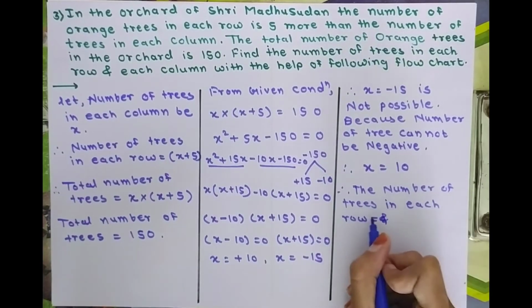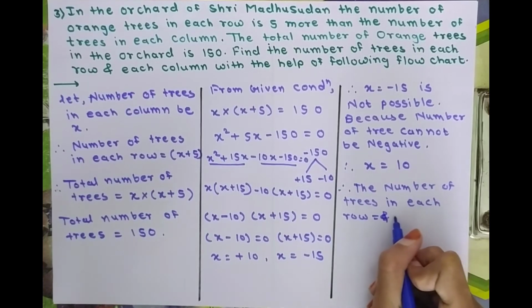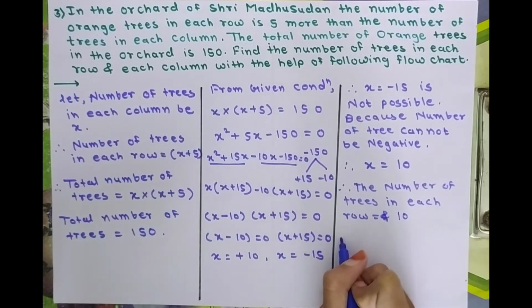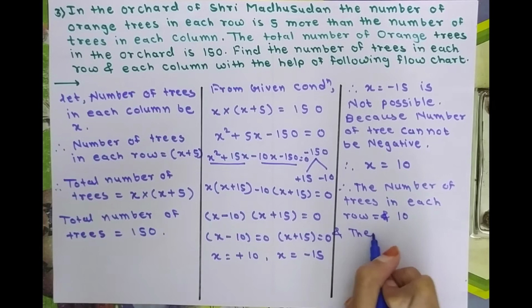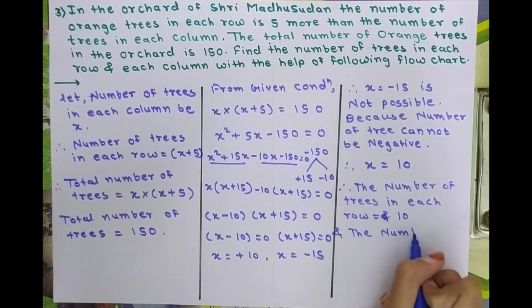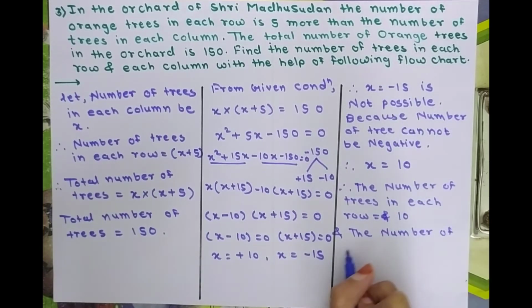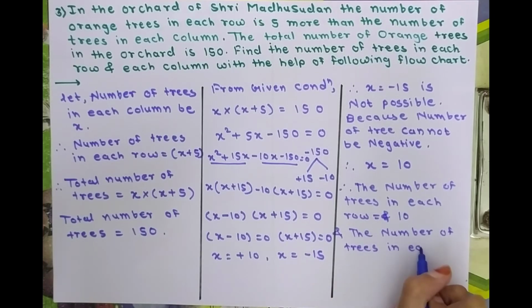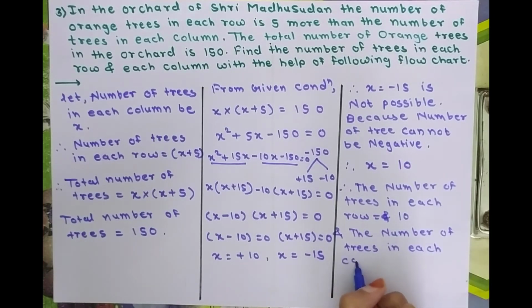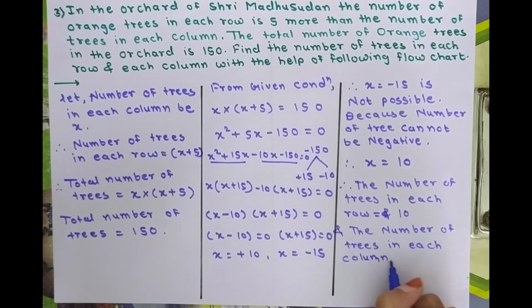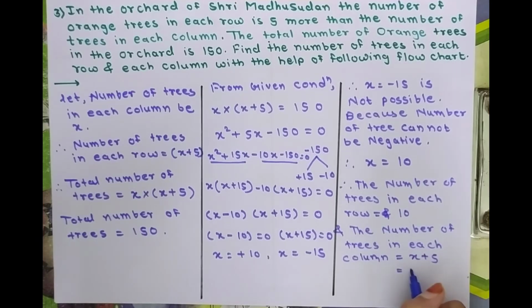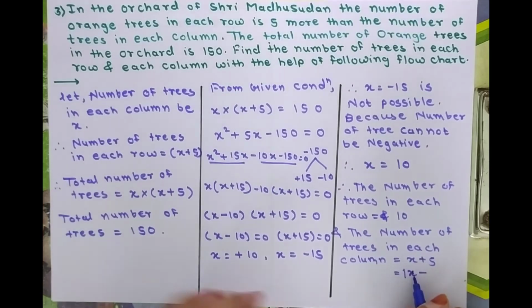Therefore, the number of trees in each column is 10 and the number of trees in each row is equal to x plus 5, where x is 10. 10 plus 5 is 15.